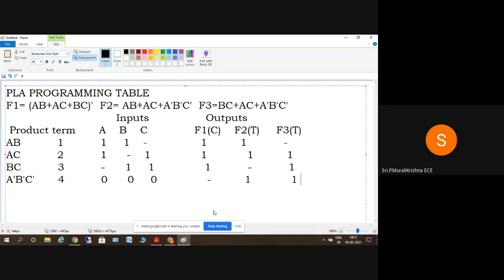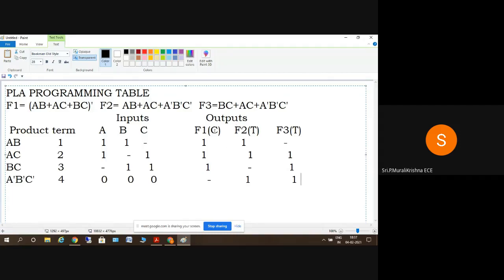Yes, sir. Okay, so this is how we have to design this PLA programming table. How to design a PLA programming table? First of all, identify the true forms and the complement forms. Then identify the product terms, the number of product terms, and the inputs A, B, C. Whether that input is there in the product term, put it as a 1 if it is in normal form. If it is in complement form, put it as 0. If there is no term there, put it as a dash.